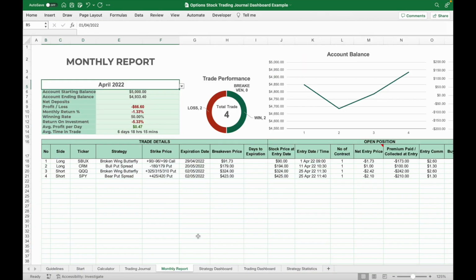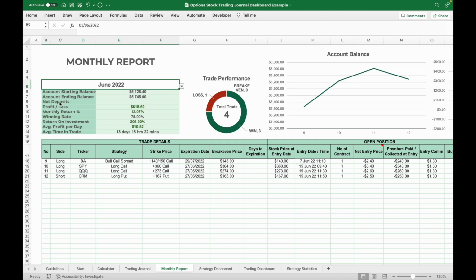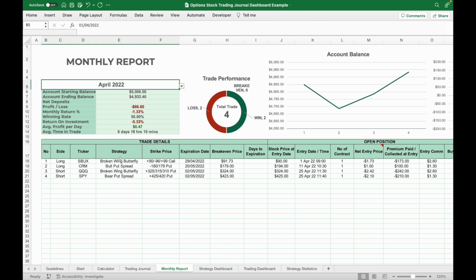In this trading journal, there is also a monthly report to keep track of your monthly trading performance and strategy. In the monthly report, there is a drop-down list for you to select the month you want to view. You can select any month to view, and it will list out all the trades taken on the selected month. This monthly report will show a summary of your trading account, such as your starting and ending capital, your profit and loss, your win rate, and your average return per trade.